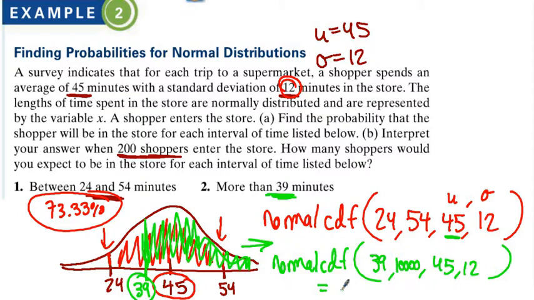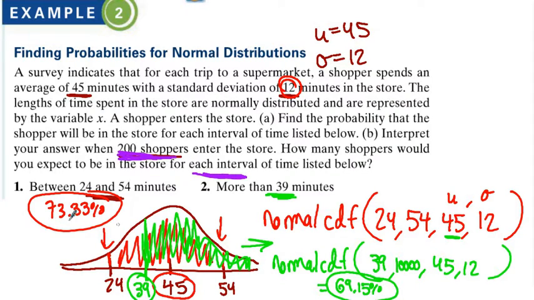So let's calculate that, and when we do, which I am also typing in along with you right now, 10,000 and then comma 45 comma 12, I'm getting a 69.15% chance that will happen. So now let's finish this problem. It says interpret this when 200 shoppers enter the store. How many would be expected to be in each interval?